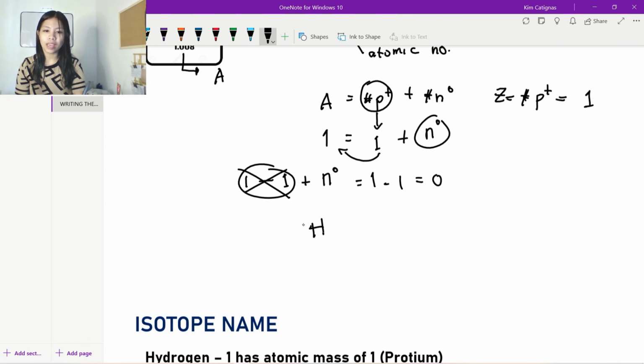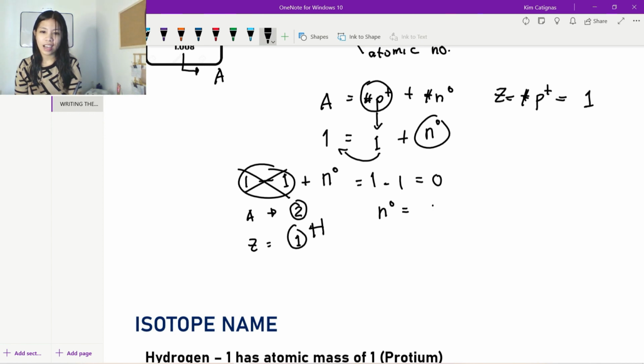In this next part, we have H, then 2, and 1. The 1 never changes because that is its atomic number. The 2 is its atomic mass. What if I want you to find the number of neutrons? The simplest thing to do is to subtract: atomic mass minus the atomic number.